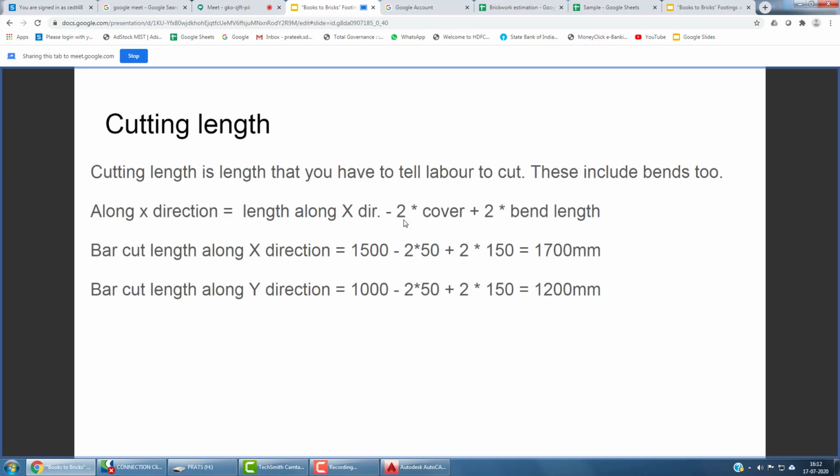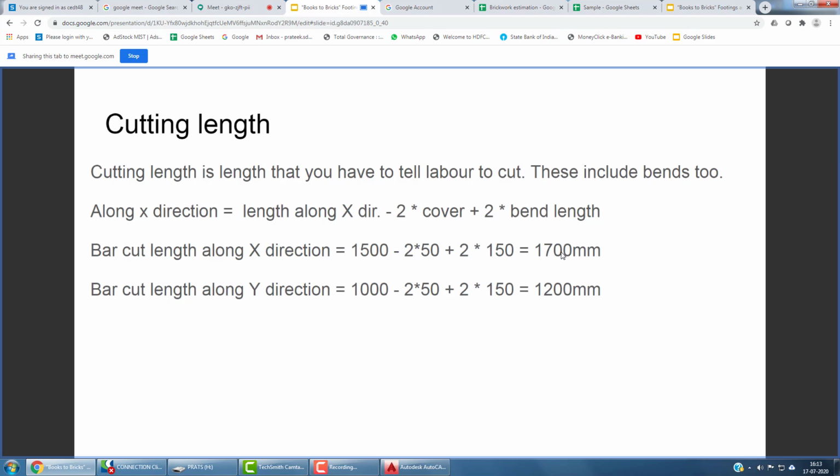length in x direction minus 2 times cover, that is 50 mm, plus 2 times the bend length. As I told, this bend length can vary from designer to designer. In residential buildings, I think 150 mm of bend is enough on both sides. So 150 mm I am taking here. As we had discussed in our first problem, 1.5 is my dimension in the x direction, minus 2 times 50 plus 2 times 150. This is the bend length.